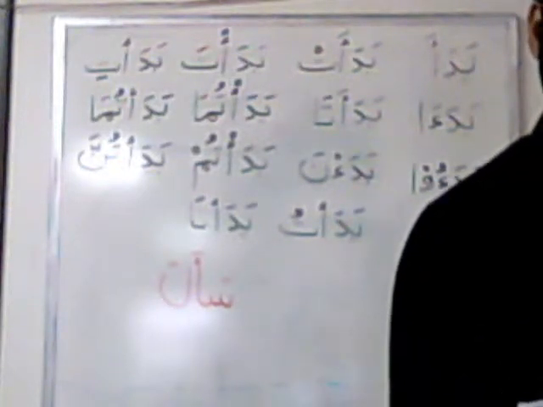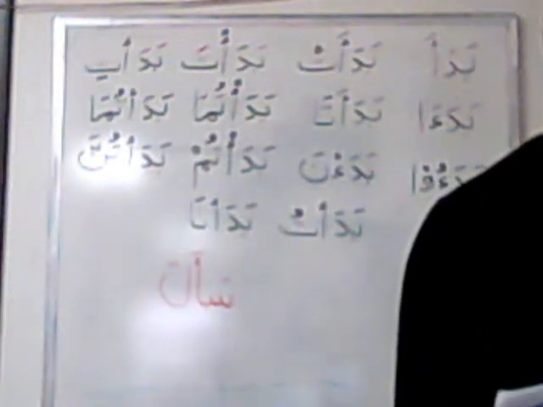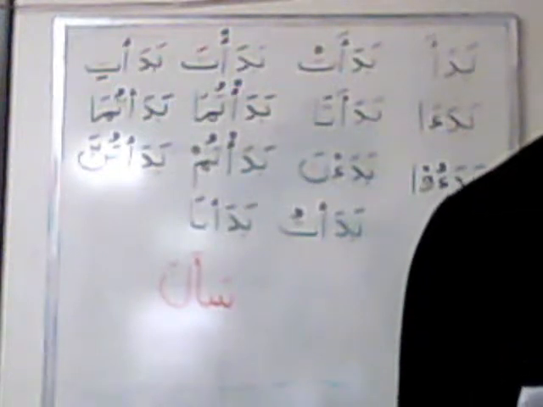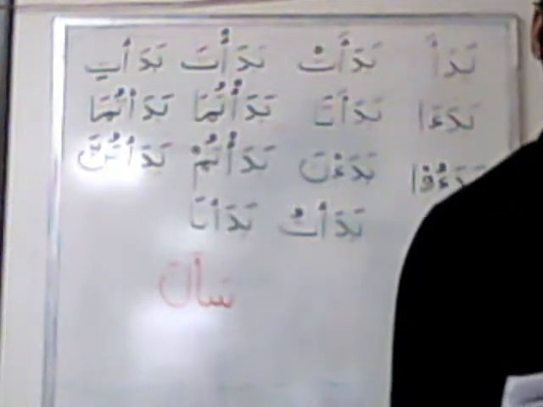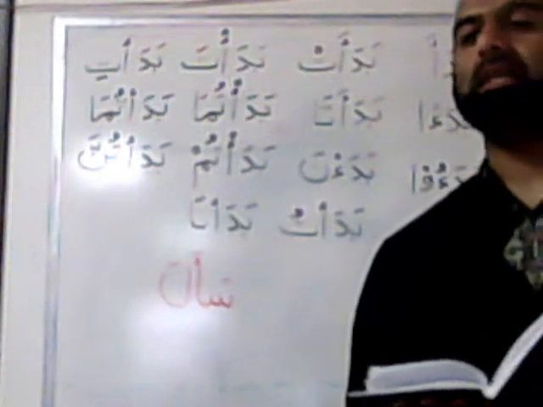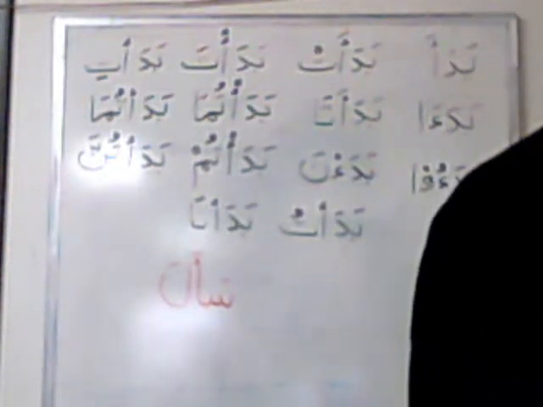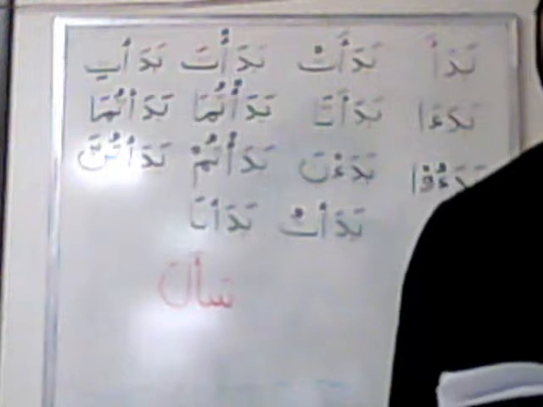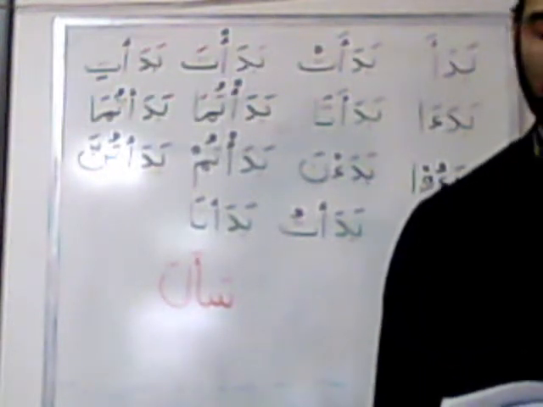Then هذا القلم لعباس. This pen is for Abbas. Once again, remember this can be translated as this pen belongs to Abbas. Okay, meaning something that is for him, meaning belonging to him.